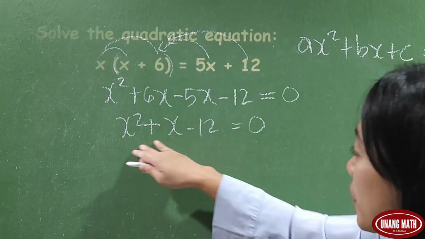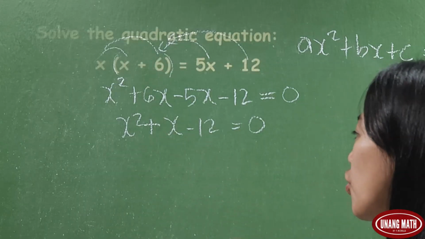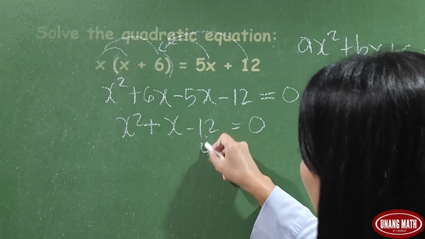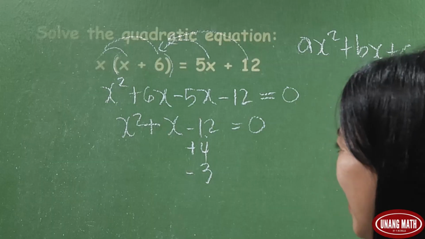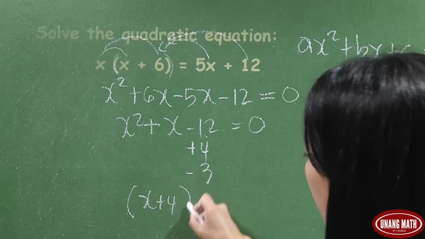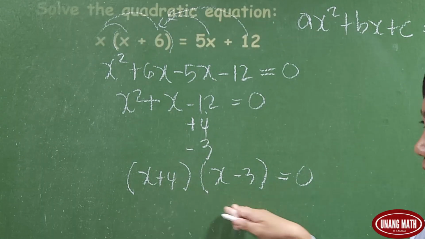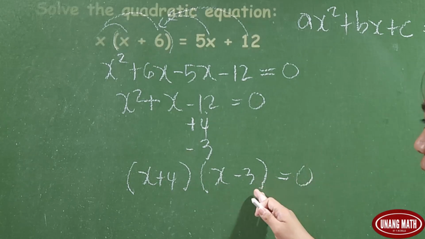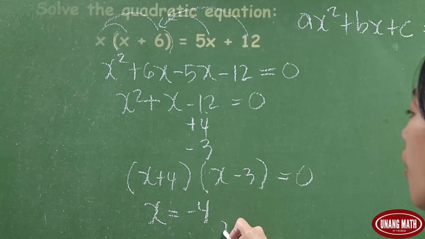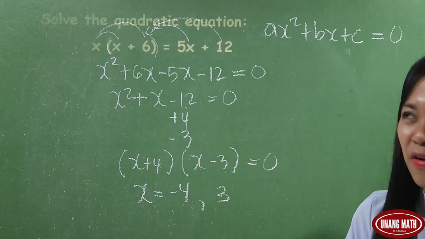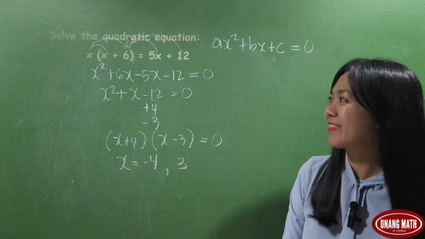So in here, we're going to factor out this trinomial x squared plus x minus 12. So this is 12, so 4 and 3. And since this is positive, this is positive 4 and this is negative 3. So factors are (x plus 4)(x minus 3), and this is 0. Okay, this is now the zero product property. So it means x here is negative 4 or x is positive 3. So these are the solutions to this quadratic equation.